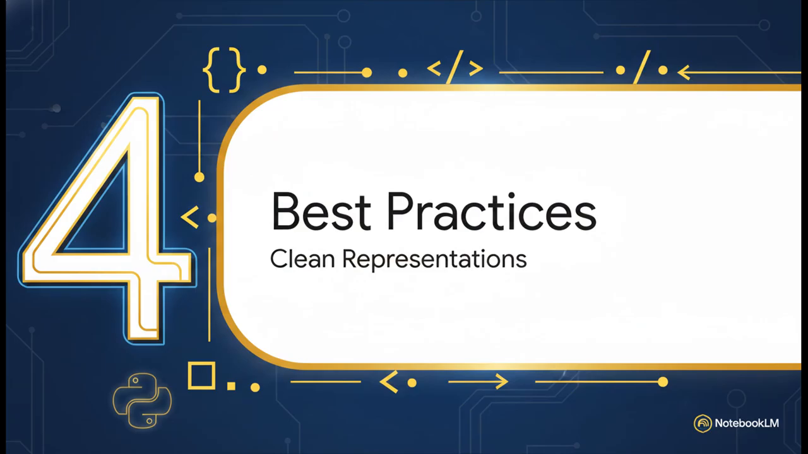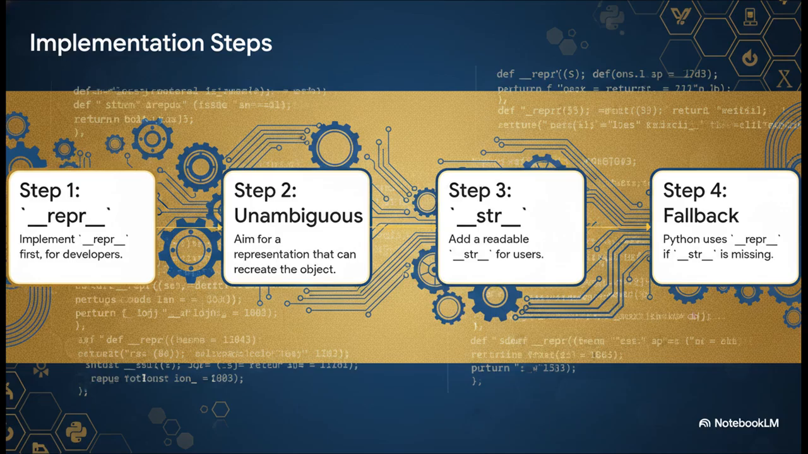Now that you get the what and the why, let's just quickly cover the how. If you follow these simple rules, your classes are going to be so much more robust and professional. So best practice number 1, always start by implementing a solid __repr__. Make it unambiguous and ideally make it so you could recreate the object from it. Then you can go ahead and add that readable, user-friendly __str__. And here's the real key. If you only have a __repr__, Python is smart enough to use it as a fallback whenever __str__ is needed. And that's exactly why your __repr__ is the foundation you build on.